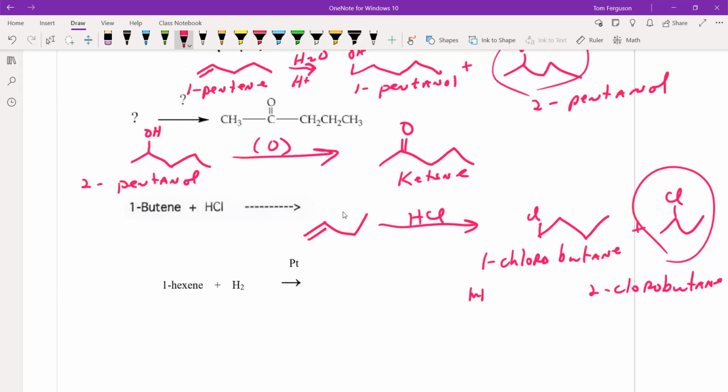Markovnikov: you've got 2 hydrogens, 3 hydrogens, so that's 5 hydrogens. And then 3 and 3 over here, so that's 6 hydrogens. So Markovnikov says the one on the right is more stable. Also, it's more symmetrical.